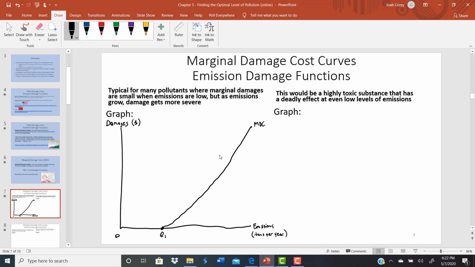Now, you could also have a situation where the substance is highly toxic, so that it has a deadly effect at even low levels of emissions. So what would that look like on a similar graph? You want to graph that out?